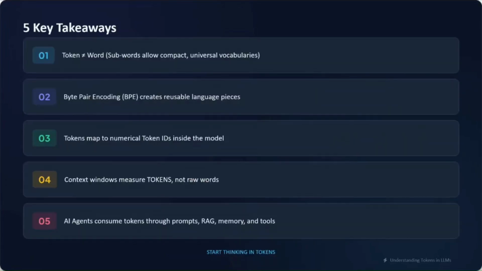So let's quickly summarize. A token is a piece of text, not necessarily a complete word. BPE and similar approaches allow tokenizers to work with reusable pieces of language. Each token has a token ID. The LLM processes tokenized information and generates new tokens. And when you are building AI agents, tokens appear everywhere: in prompts, RAG, memory, tools, MCP, and conversation history.